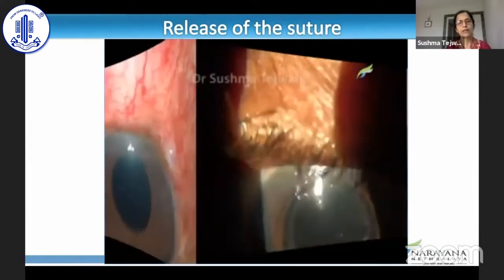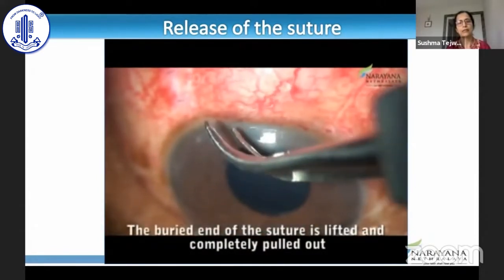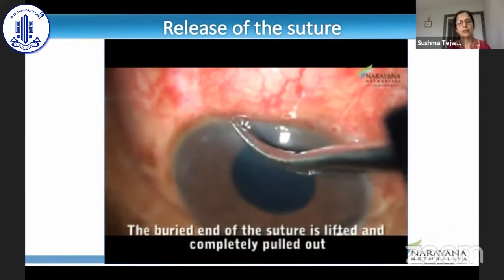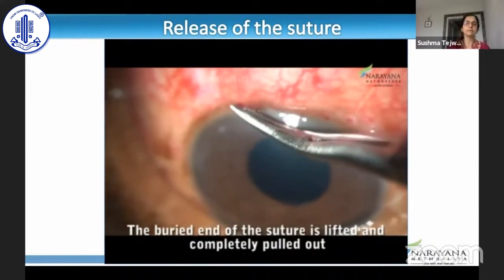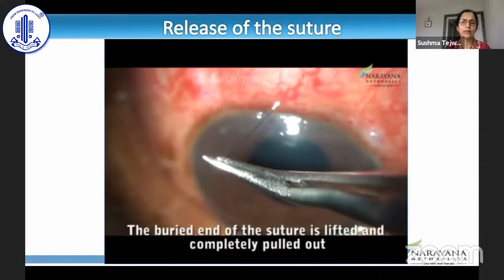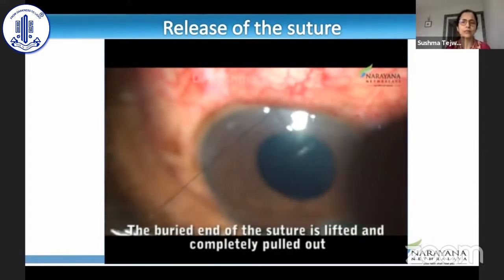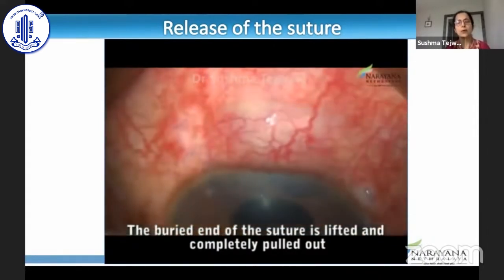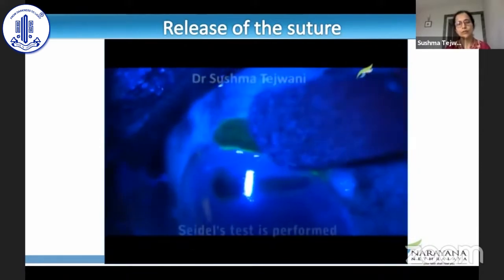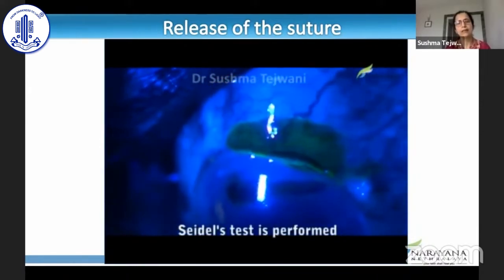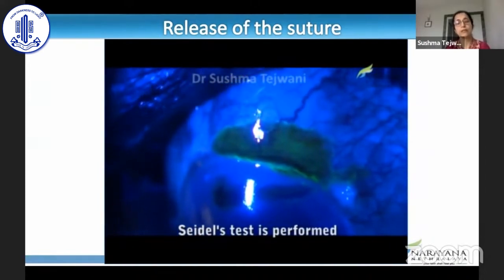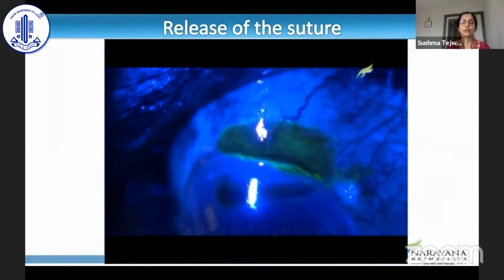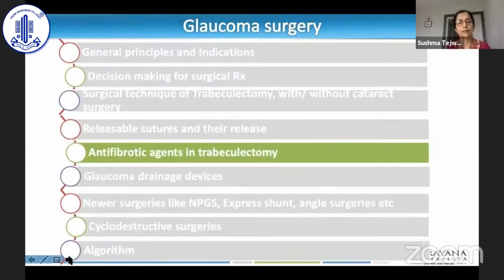In another situation where you feel that the pressure is high and now you want to release it, so just take out the buried end of the suture from that corneal tunnel where we had put it. So once you take the thread out, you just need to gently pull it downwards, and you can see how easily it comes out. The important thing here is when you release the suture, you have to do a Seidel's test to make sure that there is no leak there. In case you find a leak, you can put a bandage contact lens, or if it is more, then you might have to take up. But usually you can get away by putting a BCL for a couple of days.